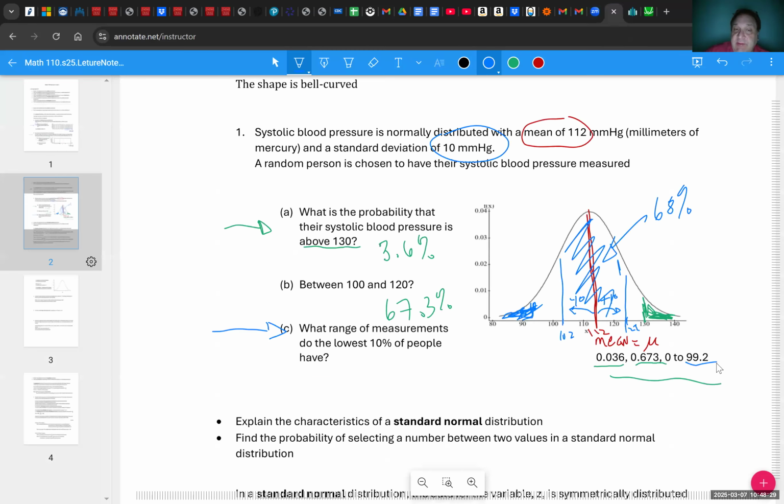So there I have 99.2. So 0 to 99.2. So this is a blood pressure, right? So if your blood pressure is between 0, well, I know 0 doesn't make sense, but if it's anything below 99.2, effectively anywhere from 0 to 99.2, then you are in the lowest 10% of people who have their blood pressure measured.